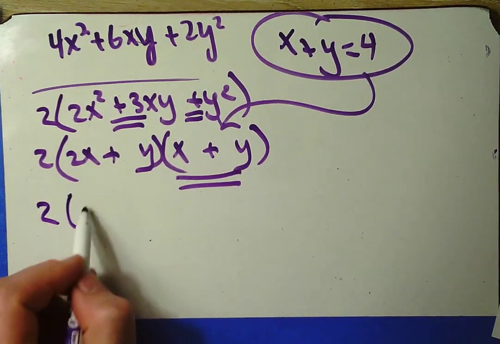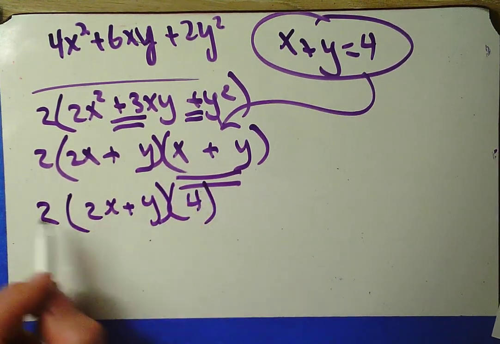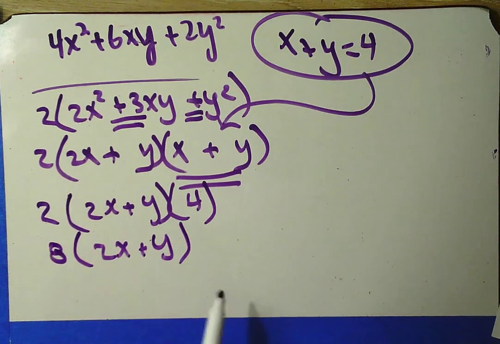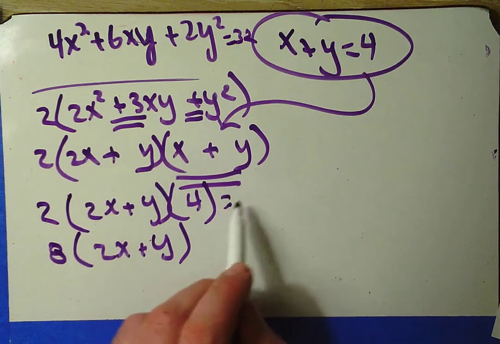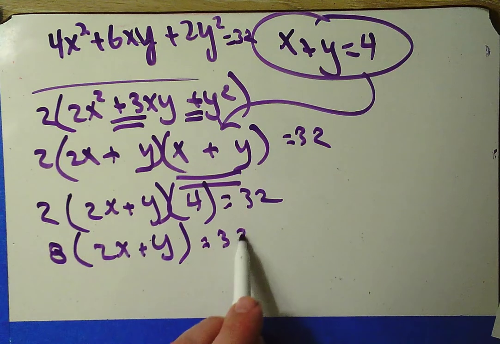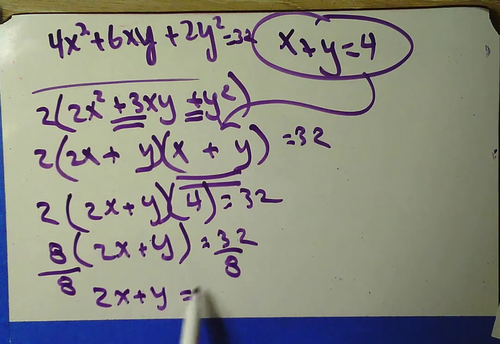2 times 2x plus y times 4. 4 times 2 is 8 times 2x plus y. Hey, this was equal to 32. So this is equal to 32. And this is equal to 32. And so if I divide both sides by 8, I get that 2x plus y equals 4. Here, let me go through that one again.